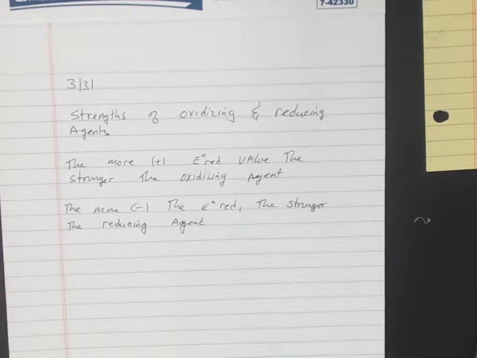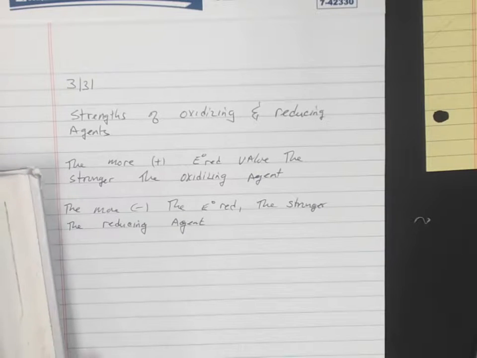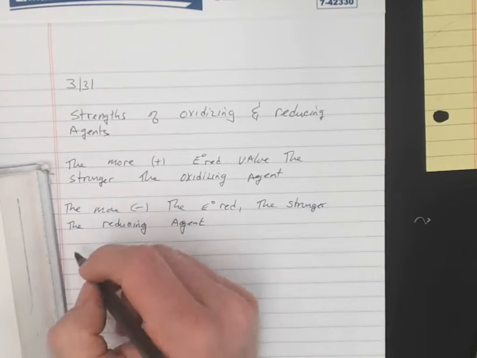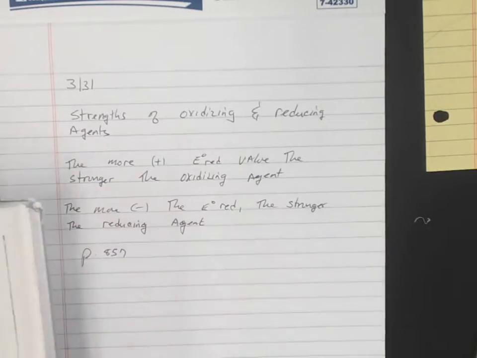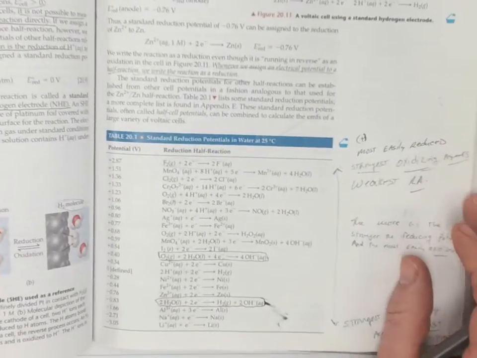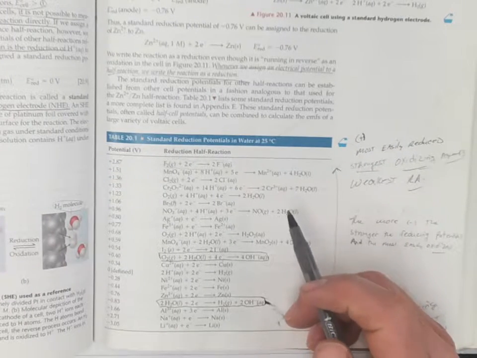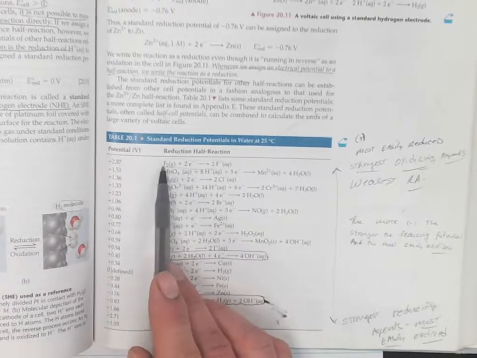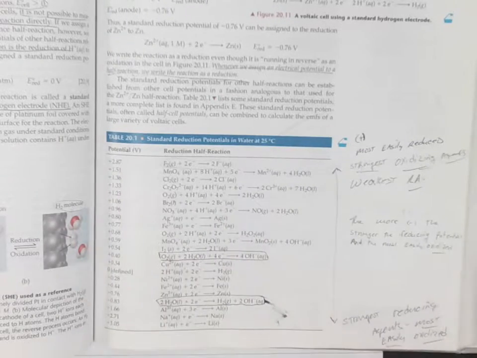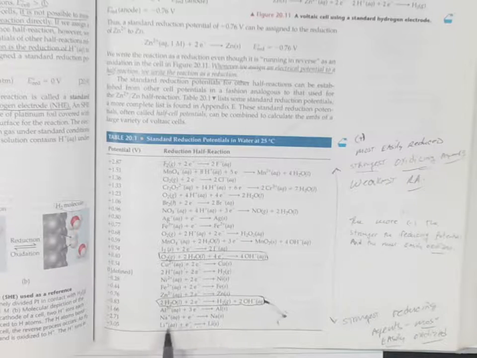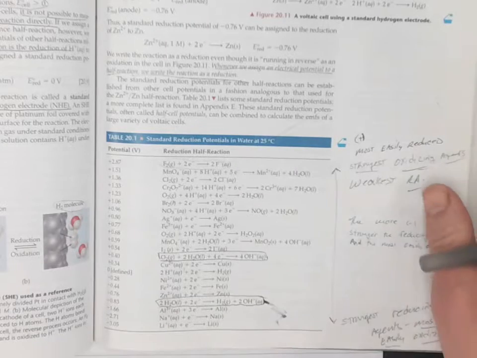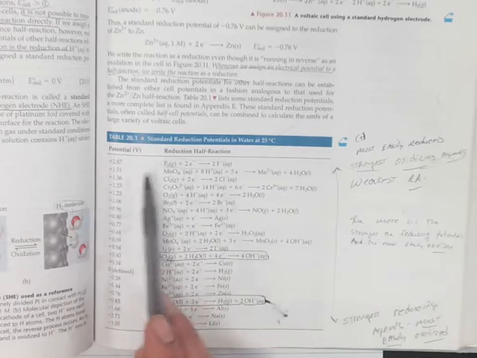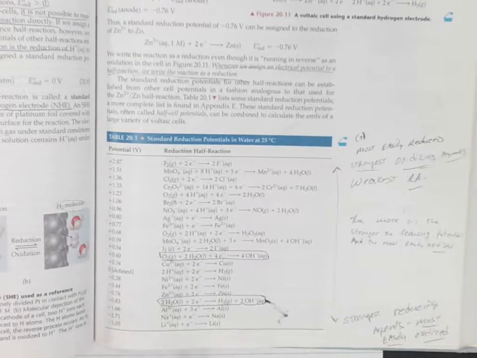So, real quick, turn in your book to page 857, and if we check out page 857, we'll see that the strongest reducing agent is the half reaction involving the lithium ion and lithium. The strongest oxidizing agent would be the half reaction involving fluorine. Obviously, positive 2.87 for the fluorine, negative 3.05 for the lithium.